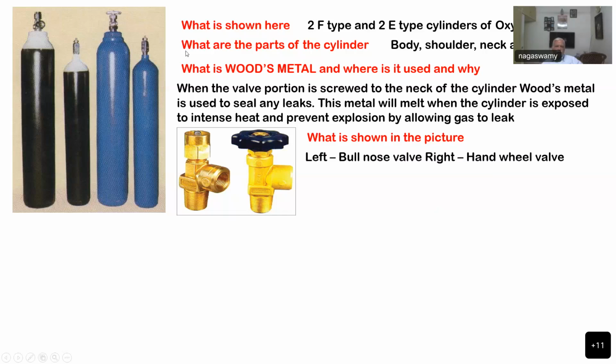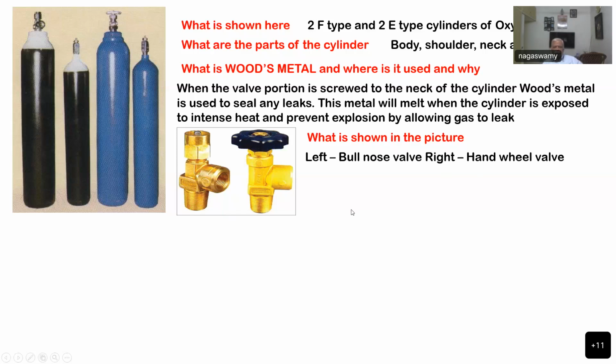This is called the bull nose valve. This is the outlet, the one which goes into the thing. This is where you can attach your pressure gauge or your delivery tube. This is the one which will be screwed into the neck of the cylinder. This is what I told you. This will be screwed here, and this is a hand wheel. This is a hand wheel type of outlet.